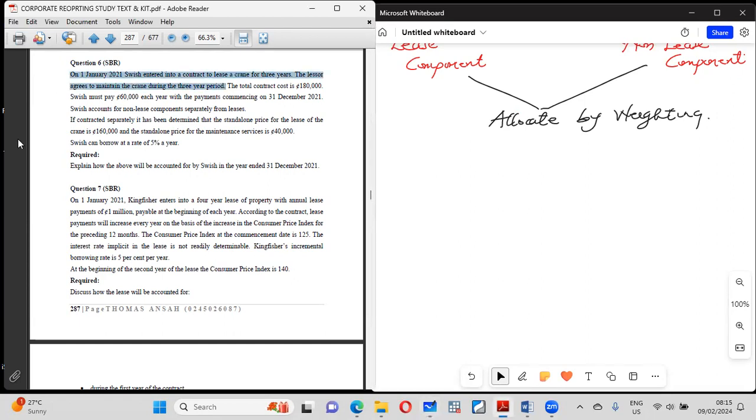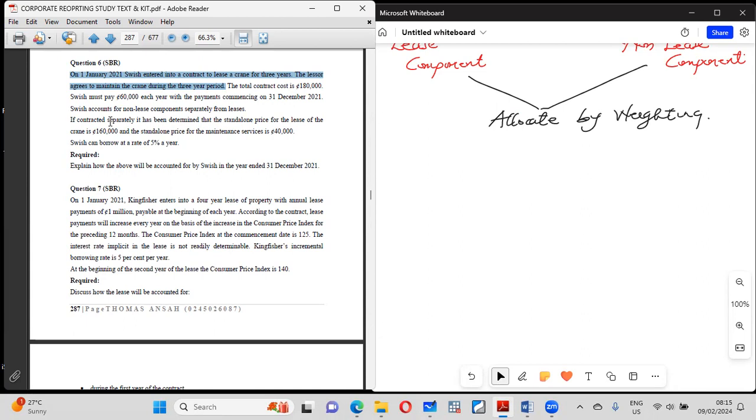All right. Now it says that the total contract cost is 180. So he pays 60 for each year, with the payment commencing on 31st December 2021. Now you see, that is the problem. He pays 60,000. The question is not specific what the 60,000 is for. Is the 60,000 for the lease or is it for the maintenance?